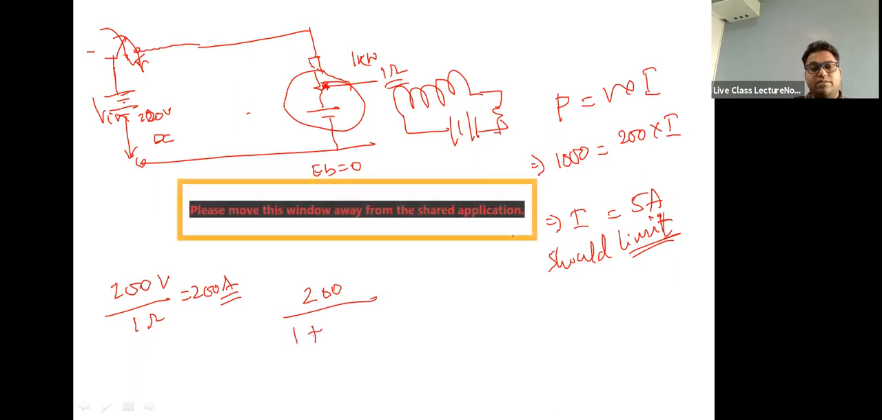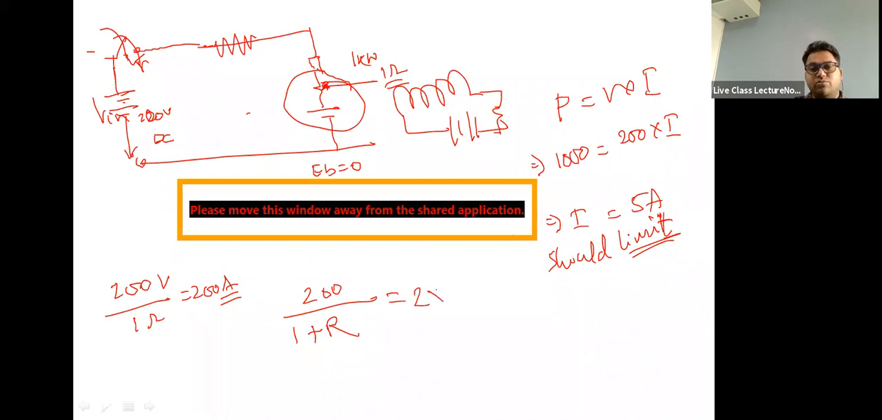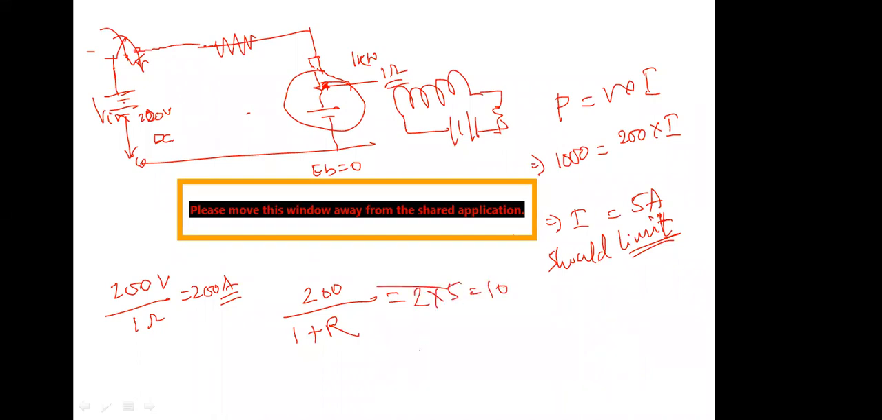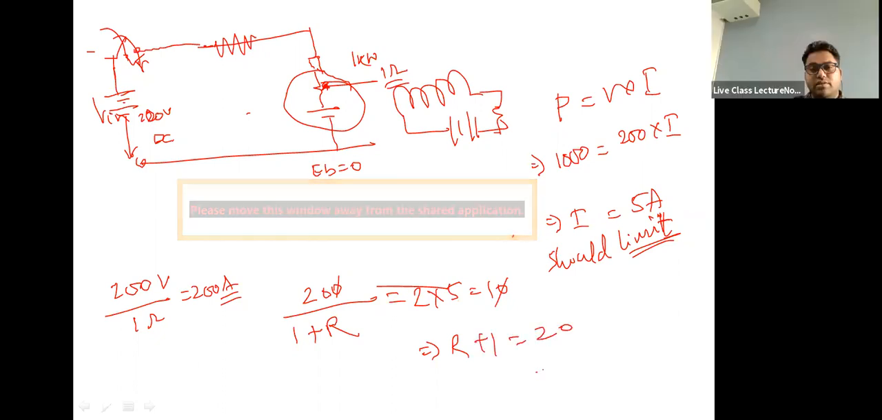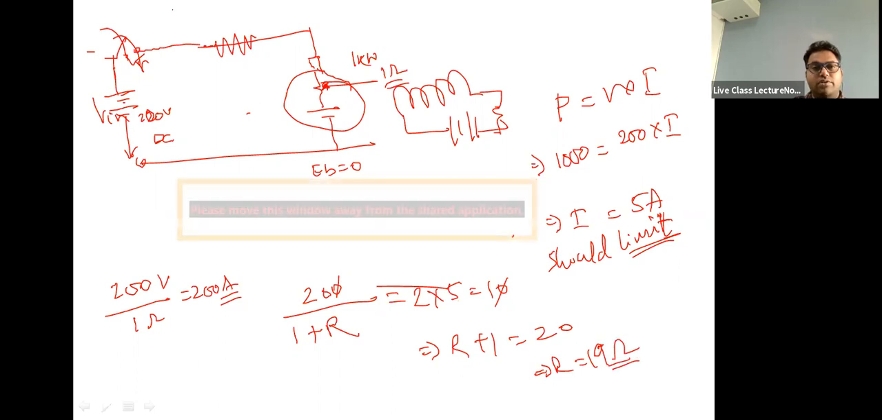Say 1 ohm plus some extra resistance in between, so that the current will be approximately 2 times the rated current, 2 into 5, say 10. 200 divided by 10, so R plus 1 is equal to 20. So R will be 19 ohms. Now, how will you plan this 19 ohms? How will you operate this?